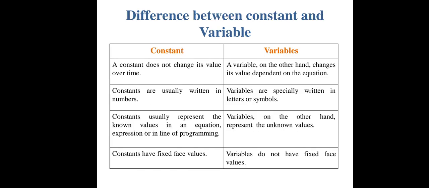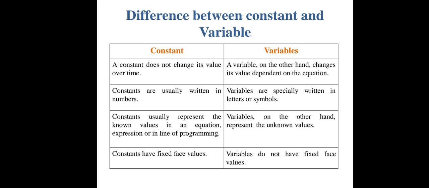So what is the difference between constants and variables? The first one: a constant does not change its value over time, but a variable will change its value with respect to time, and its value is dependent on the equation. The second: a constant is usually written as a number, a numerical number. For a variable, we use letters or symbols. Letters means alphabets, and symbols means beta, gamma, alpha, whatever we can use.